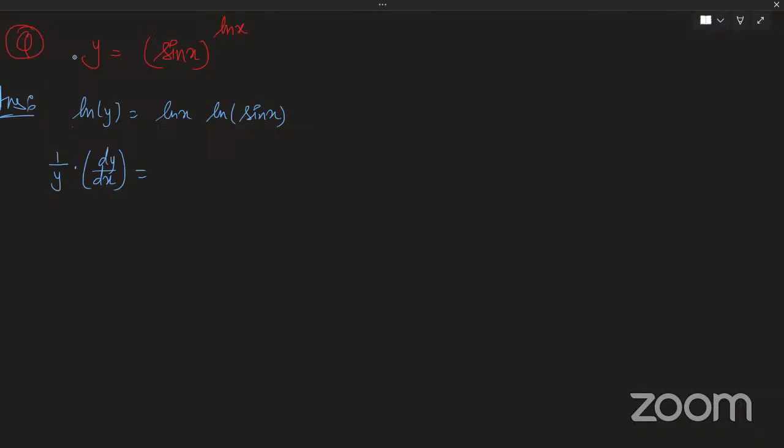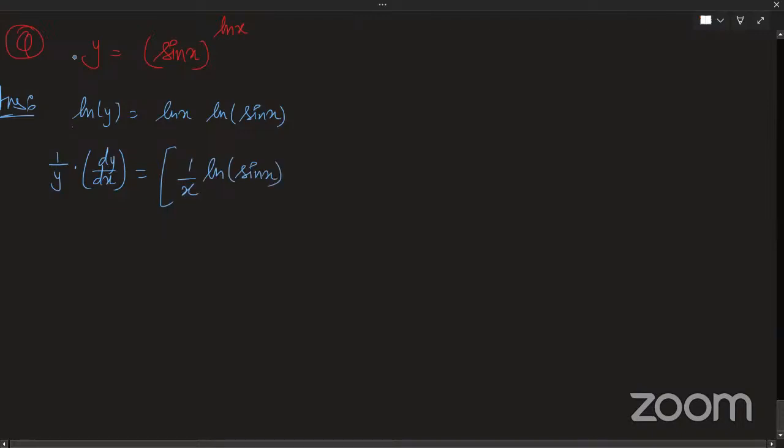Yes, sir. It is a product of two functions, right? So let's first differentiate the first function. The derivative of the first function is 1 by x. So 1 by x into ln of sin x, plus ln x into the derivative of ln of sin x. So basically now you are trying to differentiate ln of sin x.